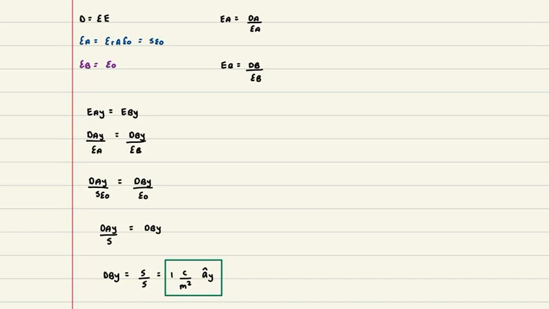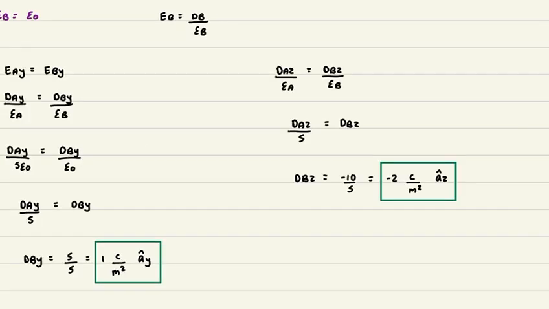Now we just plug in the number for D sub AY from the given D sub A of the problem, and that gives us that the y component is 5 coulombs per meter squared. So plugging that in, D sub BY is equal to 5 over 5, which gives us the y component of D on the B side, equal to 1 coulomb per meter squared in the y direction. Now we do the exact same thing for the z direction because z is also tangential to the surface.